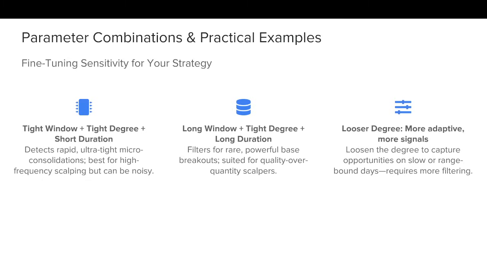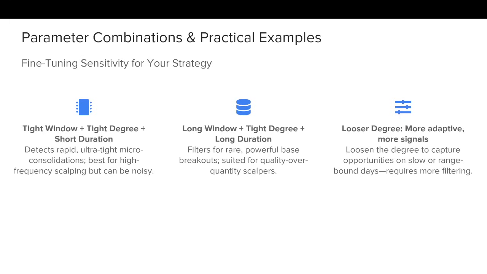So if you want to fine tune, tight window, tight degree, short duration detects rapid, ultra tight micro consolidations, best for high frequency scalping but can be noisy. Long window, tight degree, long duration filters rare, powerful base breakouts. Looser degree, more adaptive, more signal. Loosen the degree to capture opportunities on slow or range bound days, but it requires more filtering.